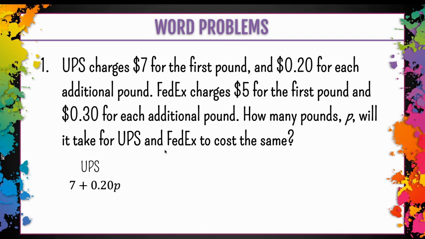Then I'm going to go over to FedEx, and FedEx is 30 cents for each pound, so that's going to be 0.3x. And then we have plus 5. And I said they cost the same, so I set them equal to each other. From here, you could solve, you could subtract, and then you would divide.